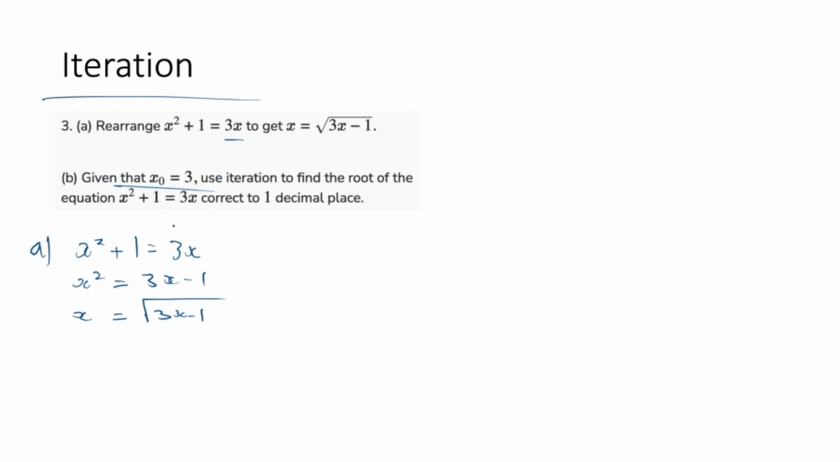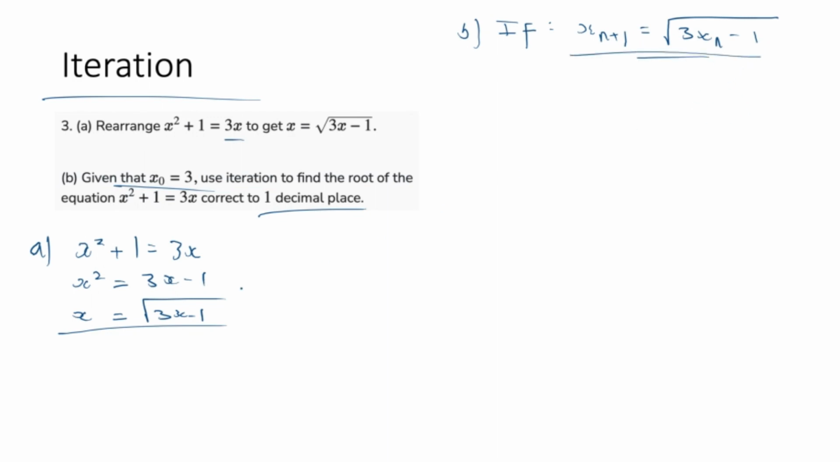Given that x0 is equal to 3, use iteration to find the root of the equation x squared plus 1 equals 3x, correct to one decimal place. With iteration, you're going to need to form your formula first. The iteration formula will be this equation you found. So this will be x(n+1) equals the square root of 3xn minus 1. So this would be your formula using this equation.